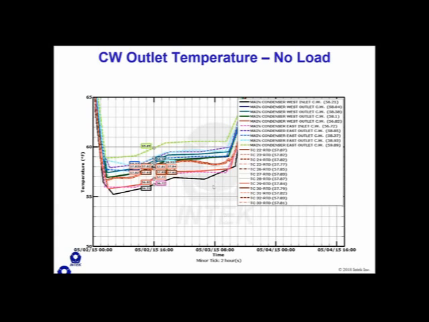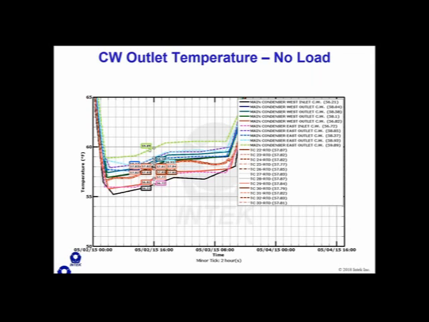Something else that I found at this plant was cooling water outlet temperature. Here again is a no load time period. The cooling water is flowing. There's no load to the condenser. And so you would expect the cooling water inlet and outlet temperatures to be right on top of one another. But you can see here it's all over the place.